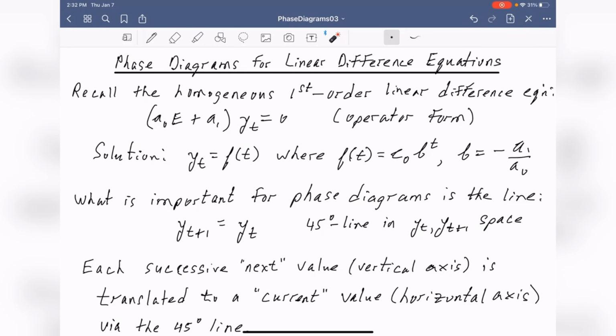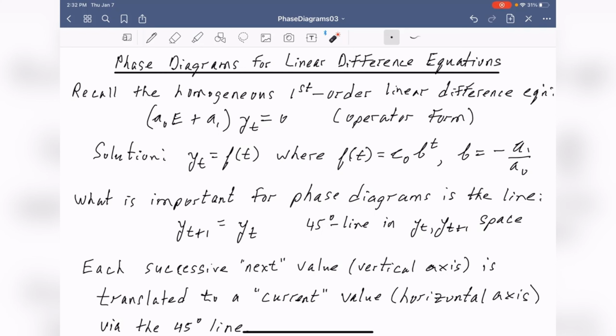Here we are going to look at phase diagrams for linear difference equations. Recall the homogeneous first-order linear difference equation given by the operator form (a0E + a1) yt = 0. The solution for this particular difference equation we found to be yt is a function of t, where the function of t is equal to c0, which is our starting value or initial value, times b to the power t, where b is minus a1 over a0.